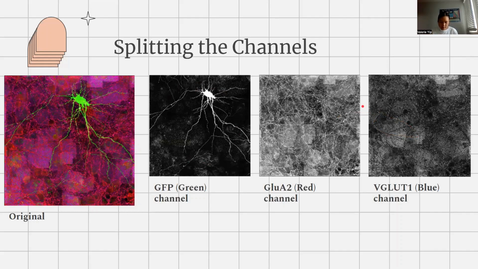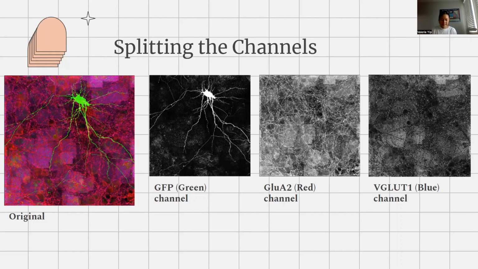The second channel we'll be looking at is the blue channel. The VGLUT1 channel, which is over here, stains the presynaptic neuron. And finally, we have the red channel. Over here, this was obtained using the GLUA2 staining method, and this channel detects the postsynaptic neuron.